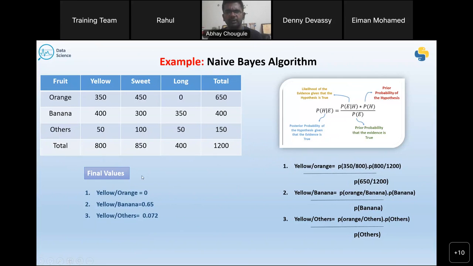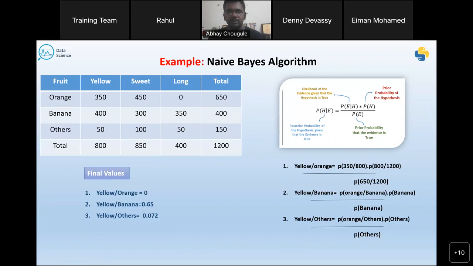And there is no need to do a summation. You have to do a multiplication of these three. Whatever output you get, that is a multiplication. By mistake I saved that as summation. Whatever the output comes for orange yellow, orange sweet, orange long, you have to multiply the answers, whether 0 or 0.65 and 0.72, 0.72.